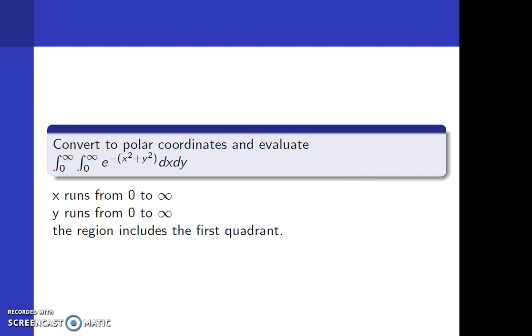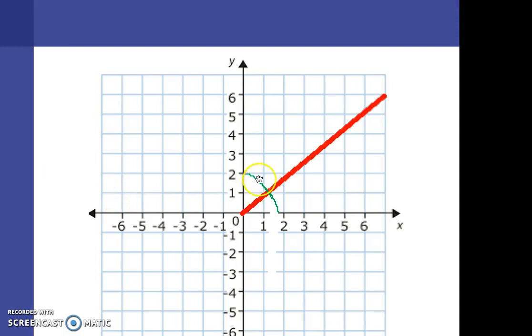So the first question we're going to be dealing with is convert to polar coordinates and evaluate. We have to evaluate integral 0 to infinity e raised to minus of x square plus y square dx dy. Here we see that x runs from 0 to infinity, y also runs from 0 to infinity. You will realize that the region includes the first quadrant. This is the first quadrant that we see here.